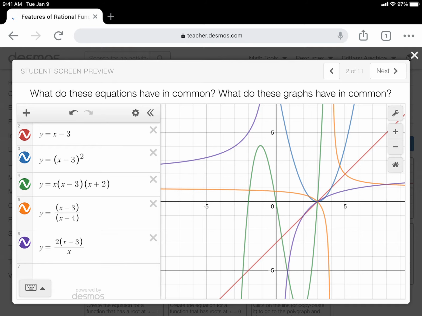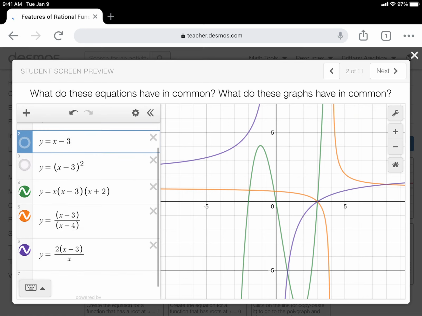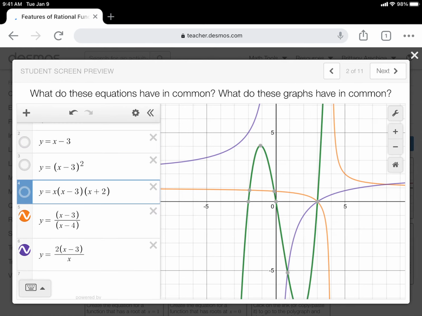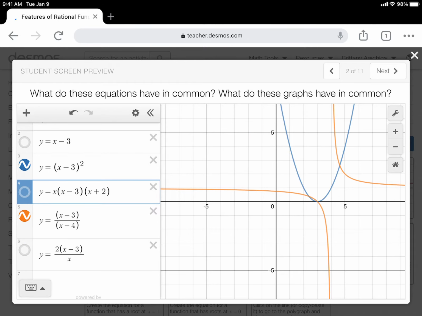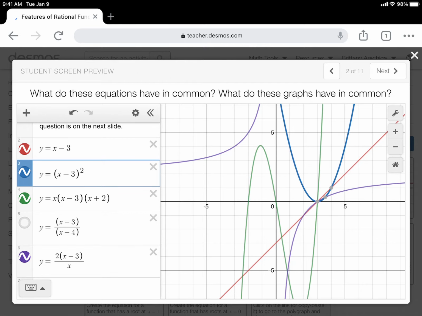I'm just going to keep turning them on and off, seeing if you recognize any patterns. What do they have in common? What do these two have in common? What do all of them have in common? Hopefully, you're noticing, at least in the graph, that they all pass through this point 3, 0.